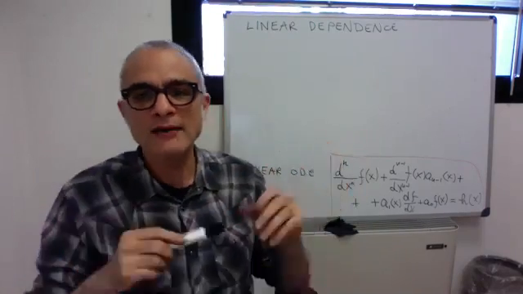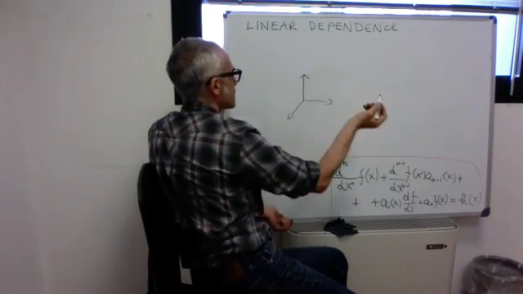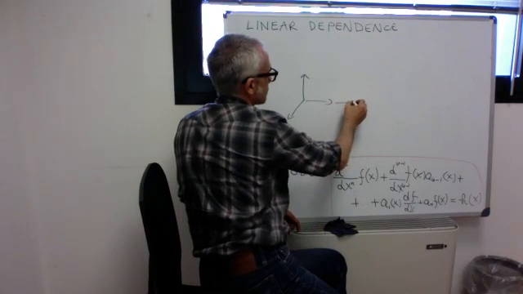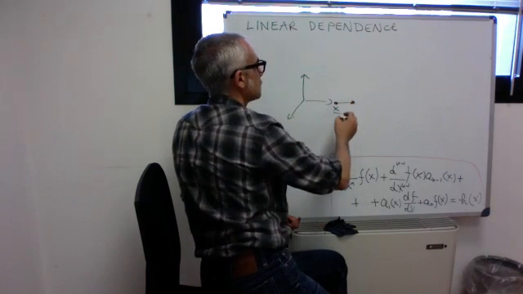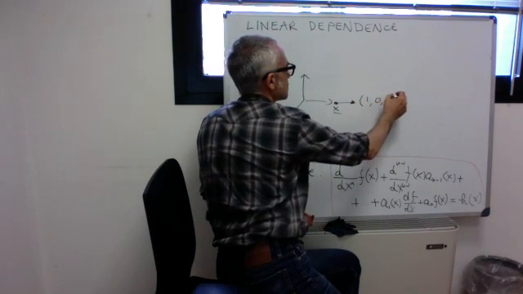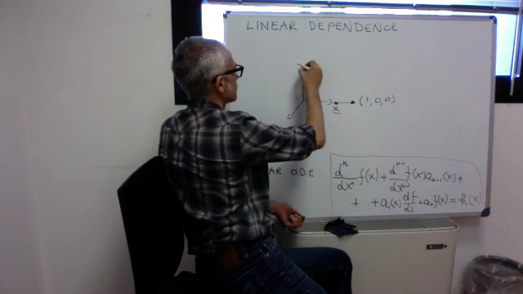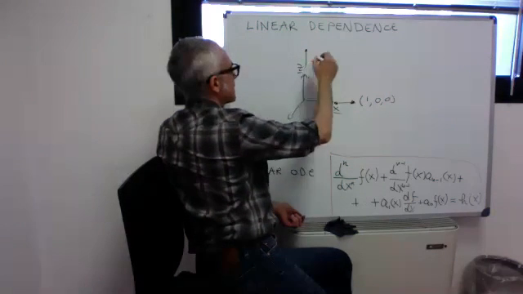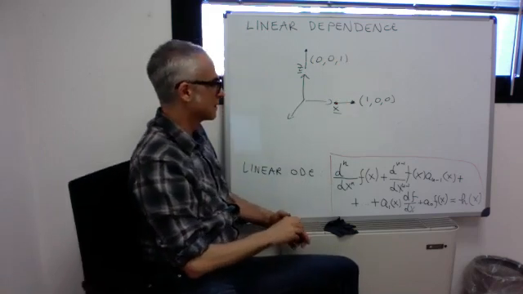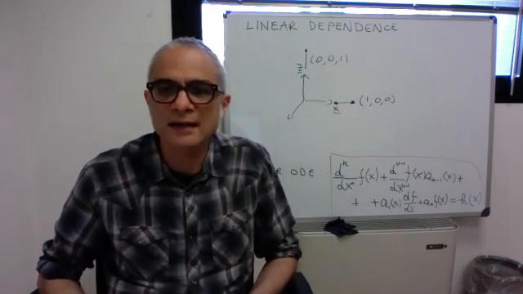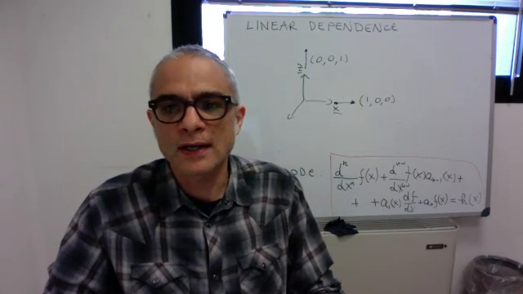If I draw a reference frame in 3D, and I tell you this vector is directed like the x-axis, it's a unit vector, 1, 0, 0 in the direction of the x-axis, and this vector is directed like the z-axis, it's the unit vector that points up. So are these two vectors linearly dependent or independent from one another?